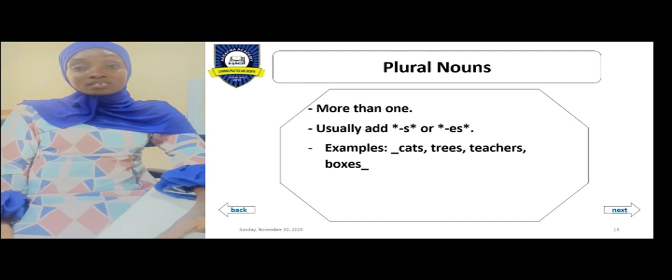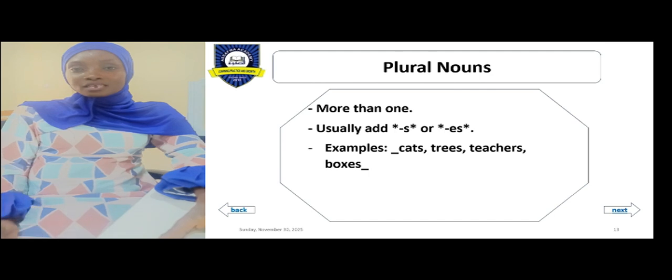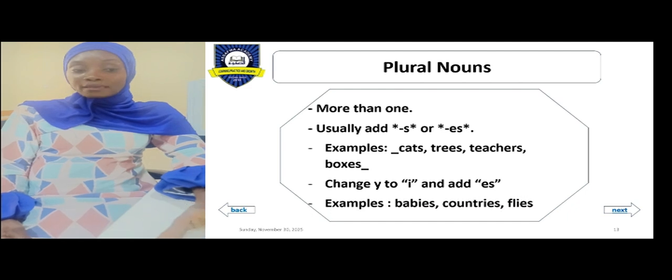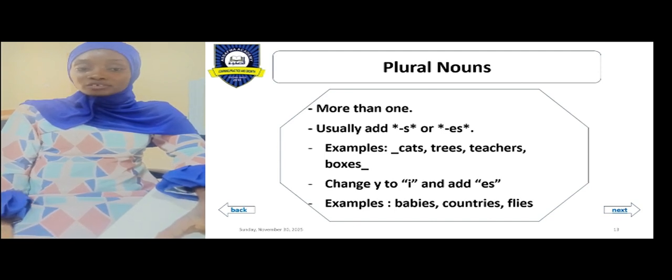You should take note that words that end with letters O, X, S, CH form their plural by adding ES and not S. Then we also have the rule of changing letter Y at the end of a noun to letter I before you add ES. We have examples like babies. Now the singular form ends with Y, but in the plural form, you change the Y to letter I before you add the ES. We have babies, we have countries, we have flies also.